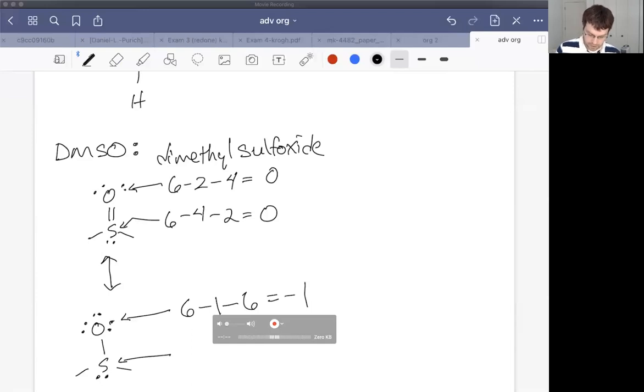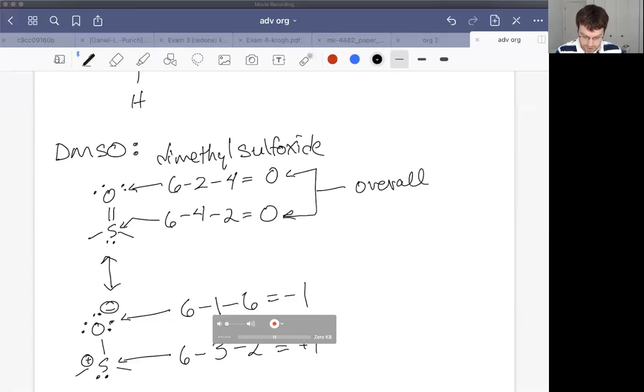Now, for sulfur, we have a group 6 element minus 3 bonds minus 2 electrons, which is equal to +1. So here we would label a +1 on sulfur, and a -1, or just a minus, for the oxygen atom. What I want you to note is that the overall charge on the molecule is 0 for both of these depictions. So I'm going to write overall neutral and overall neutral.